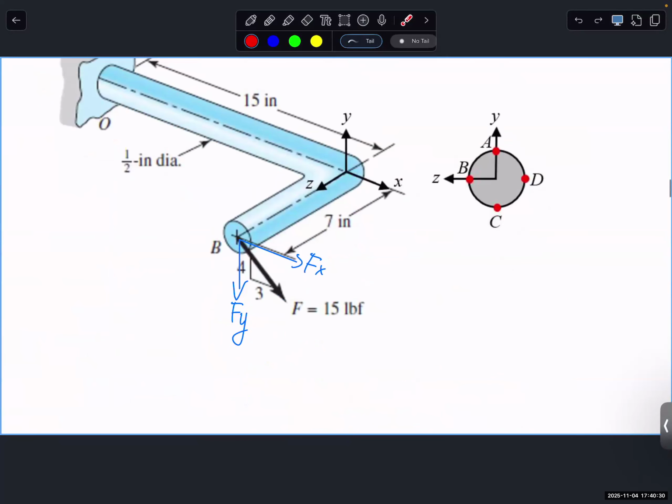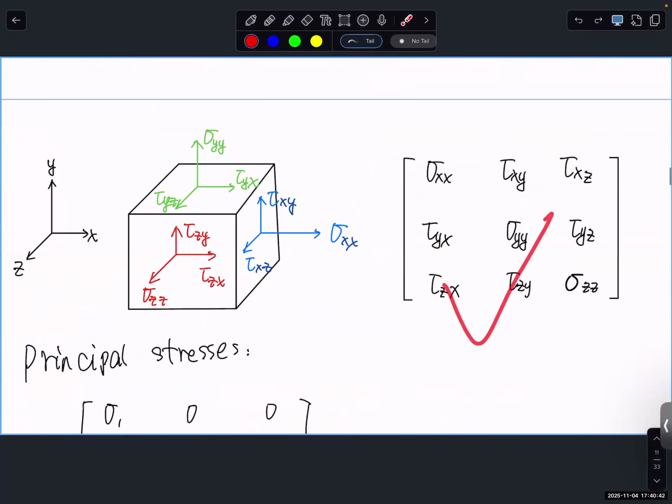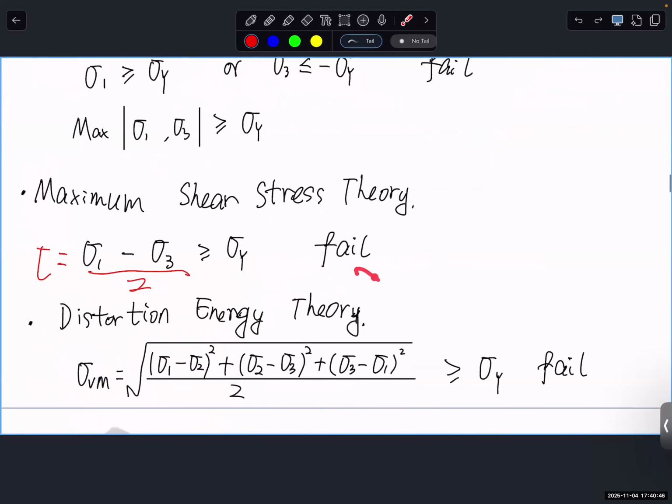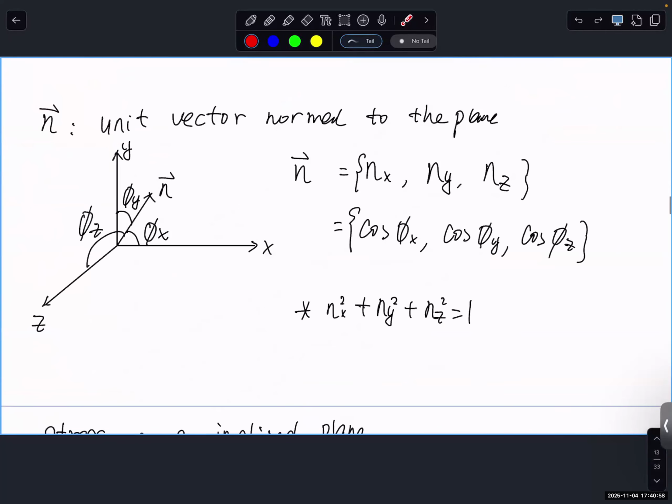You calculate all the normal stress caused by tension compression, normal stress caused by bending, shear stress caused by torsion, and shear stress caused by transverse shear, and then you put them into a static stress matrix, and you calculate eigenvalues, you get the principal stresses, and based on different theories, you know. That's why in papers, they normally show the final answer as von Mises stress. So let's skip this part.